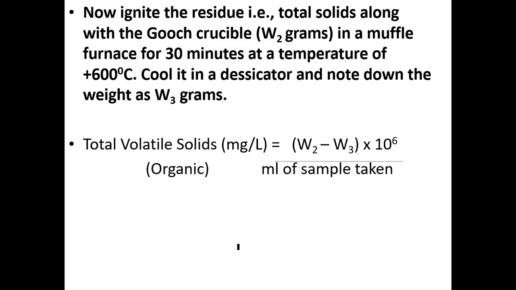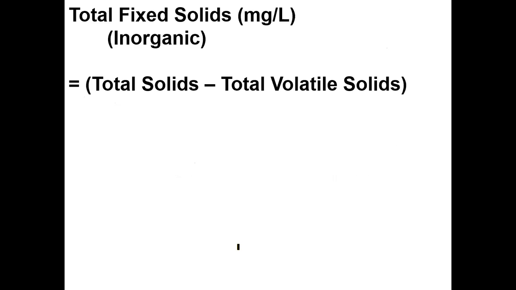Most of these organic solids at 600 degrees will evaporate and get converted into gaseous form, and that is why total volatile solids are called organic solids. Now, how are you going to calculate total fixed solids? Already you know total solids, and the fixed solids will remain with the system. Their boiling point is very high and the inorganic salts will not easily evaporate, so they are called total fixed solids, and they are inorganic solids.